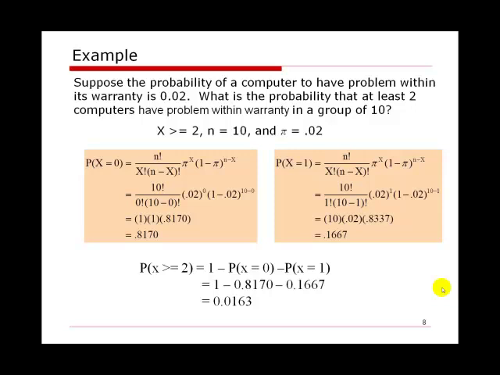And these 2 probabilities add up with the probability that at least 2 computers have a problem within warranty. This should add up to 1. So if we use 1 minus these 2 probabilities, that will give us the probability that at least 2 computers have a problem within warranty.